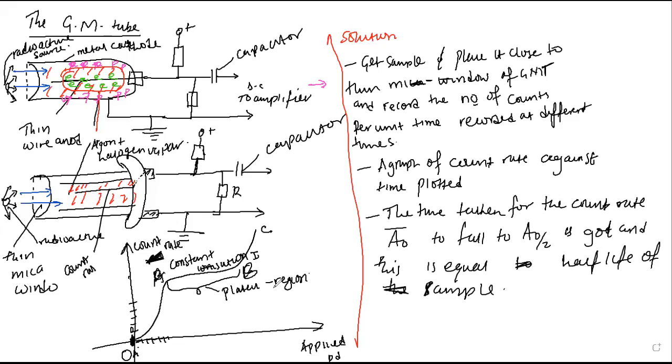This is because the ionization current is constant as the PD increases.